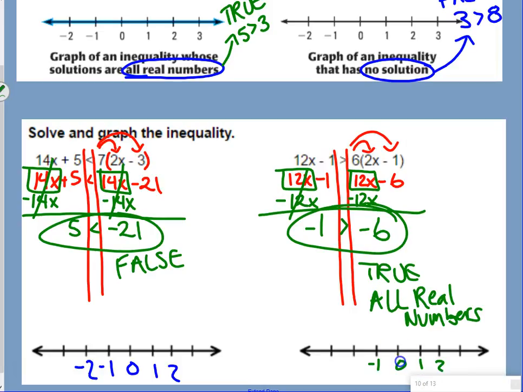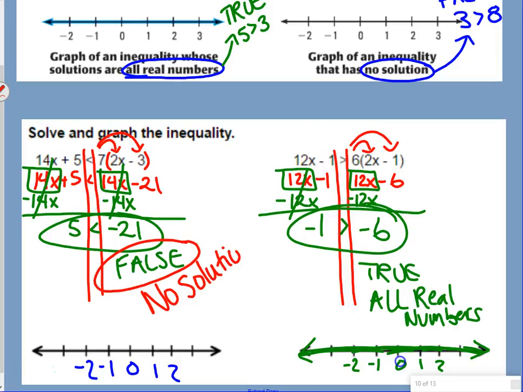And we shade the whole graph. So put numbers on it. You can just start at 0. And then shade the whole thing with arrows going in both directions. To go back to the first example, make sure you don't just leave it as false. You actually put no solution as well.